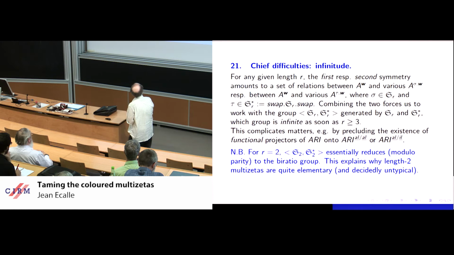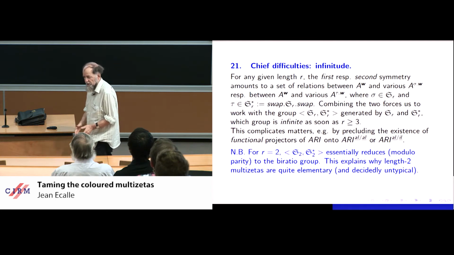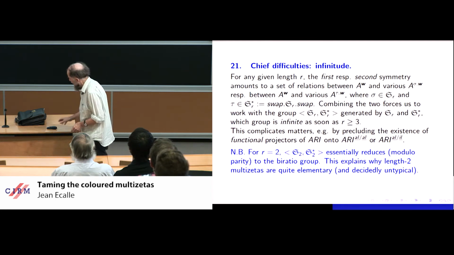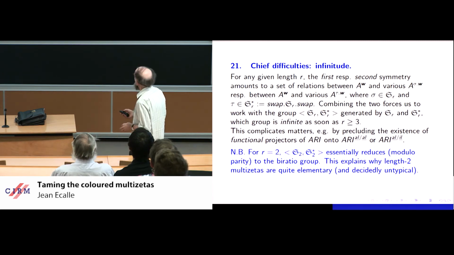And so this, in particular, precludes the existence of functional projectors on the space of double symmetries. You have to construct them. You cannot simply project onto them.